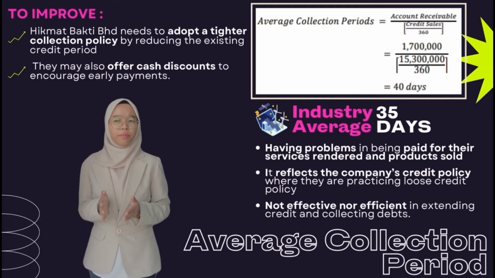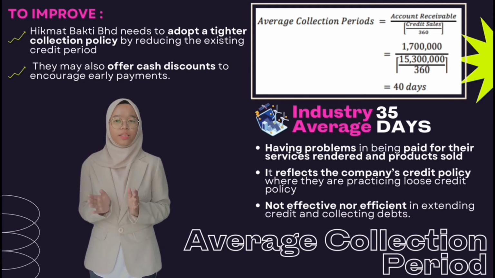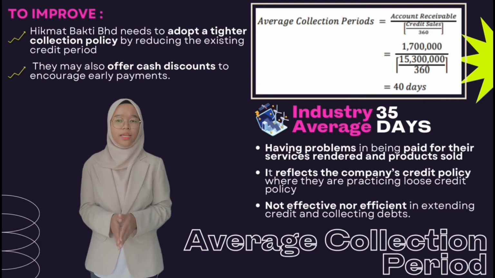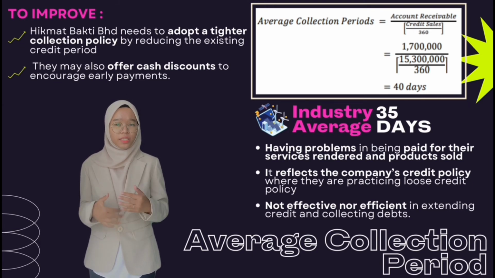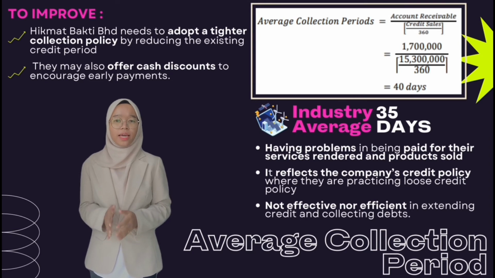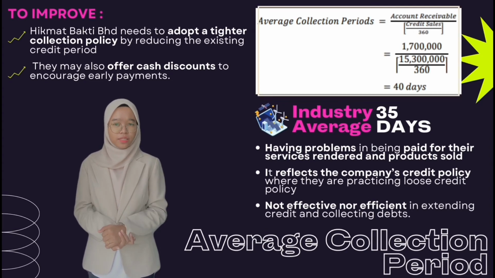It indicates that Hikmat Bakti Berhad is having problems in being paid for the services rendered and products sold. It also reflects the company's credit policy, where they are practicing a loose credit policy. Hence, Hikmat Bakti Berhad is not effective nor efficient in extending credit and collecting debts. To improve, Hikmat Bakti Berhad needs to adopt a tighter collection policy by reducing the existing credit period. They may also offer cash discounts to encourage early payments.